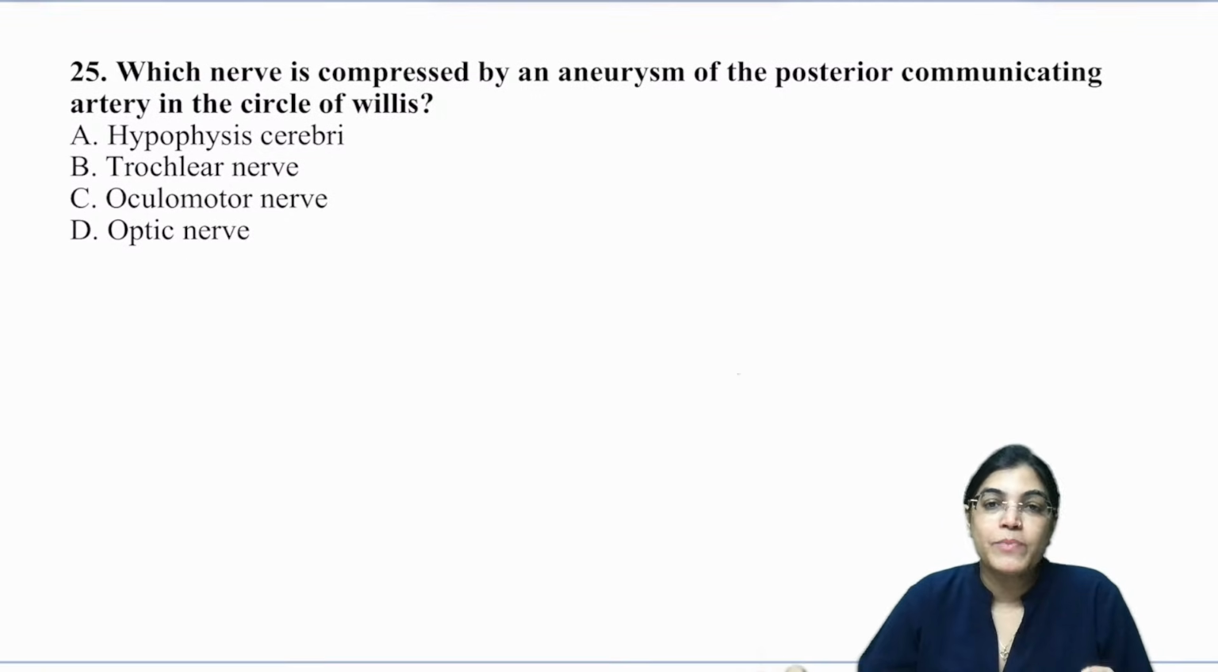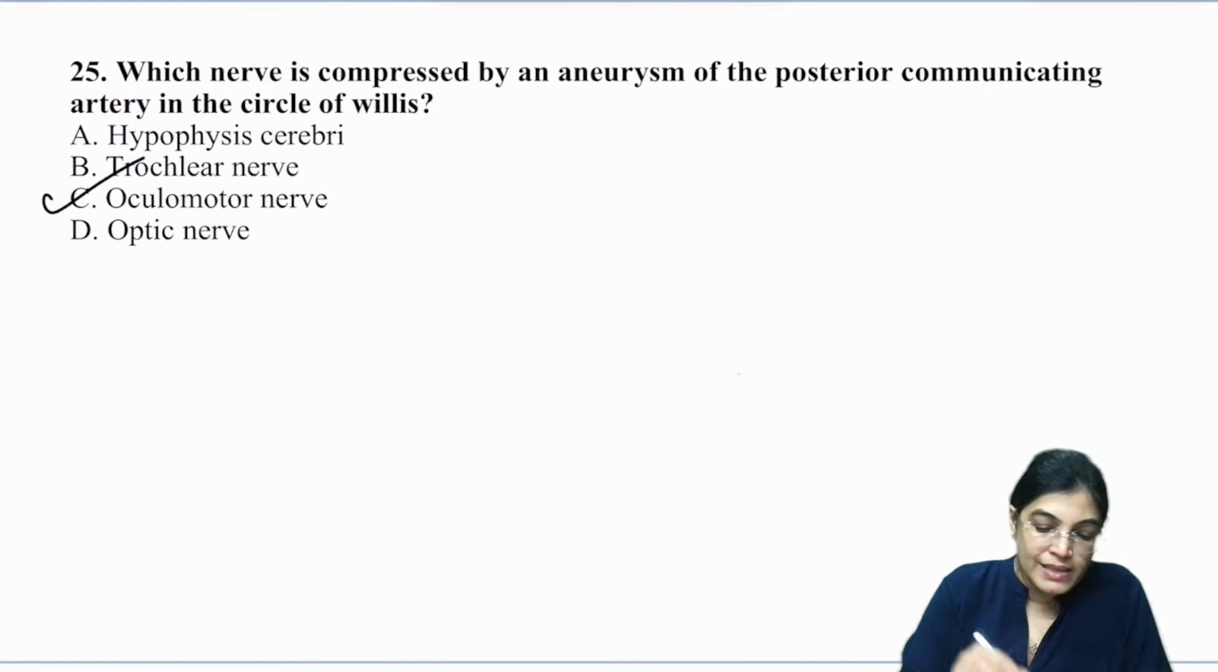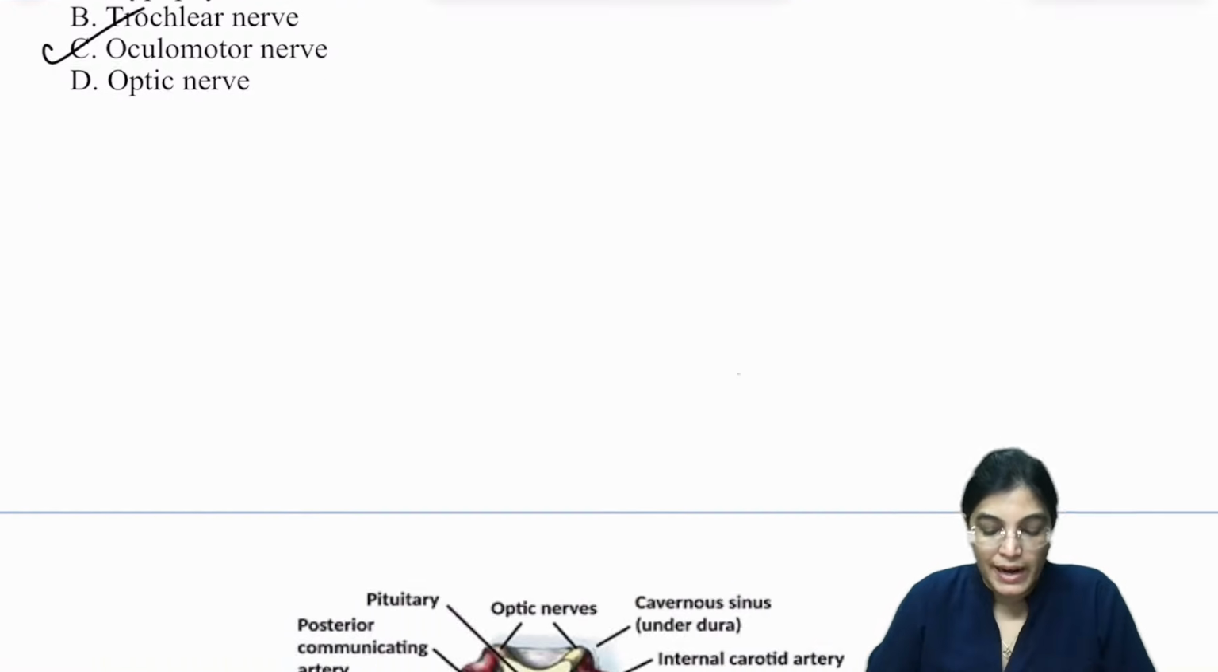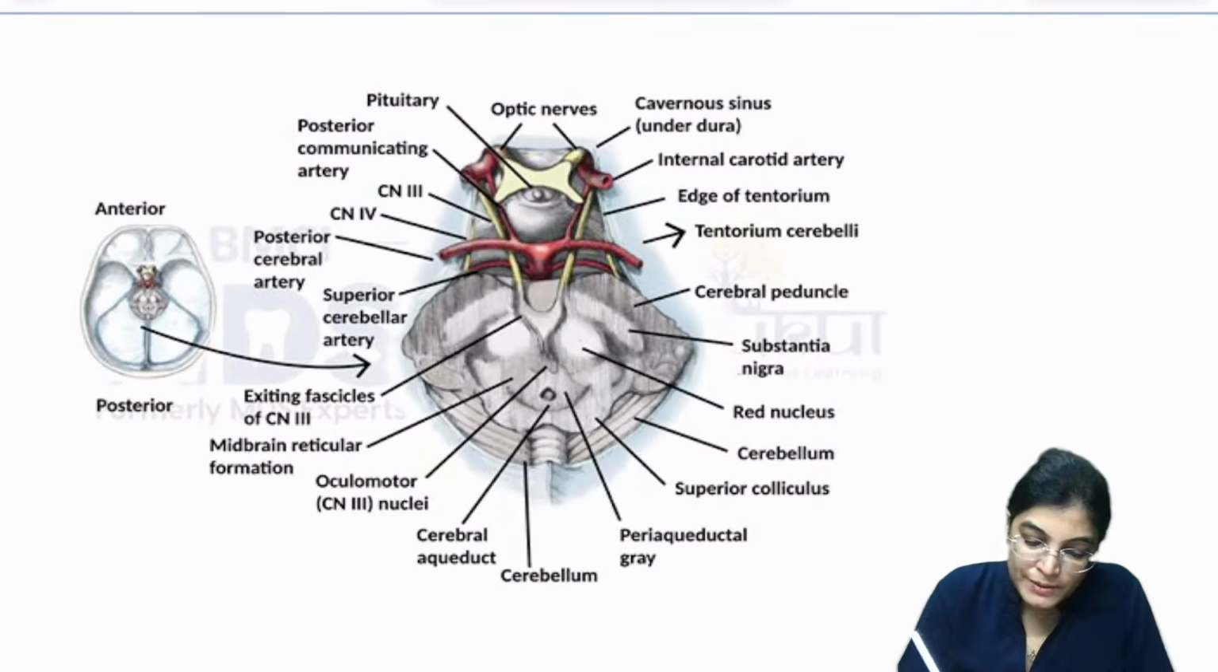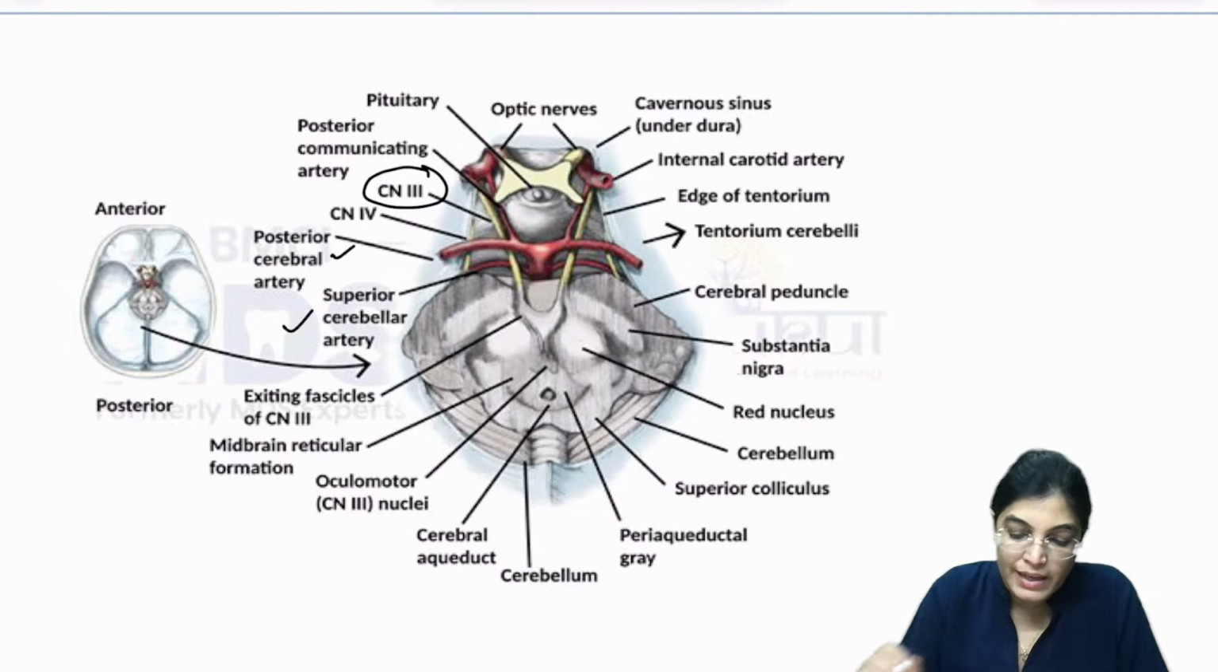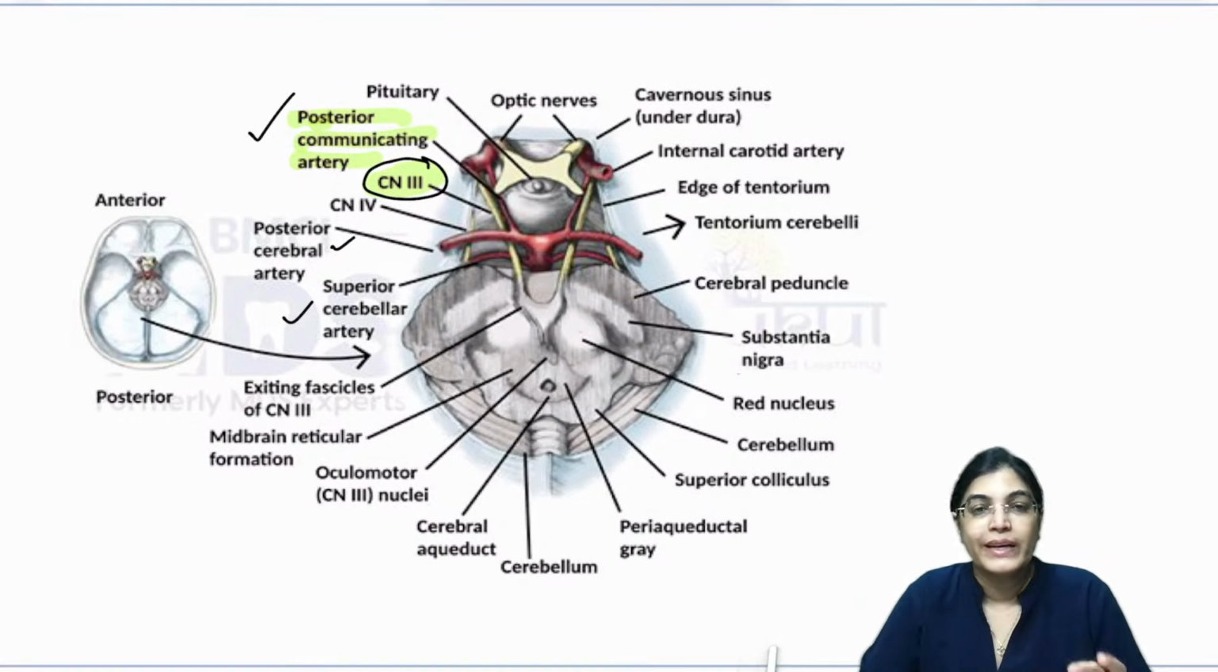Now, which nerve is compressed by an aneurysm of the posterior communicating artery in the circle of Willis? The right answer is the oculomotor nerve. You can see here we have the superior cerebellar artery and posterior cerebral artery. In between we have the third cranial nerve, closely related to the posterior communicating artery. Just correlate with this image. If there is an aneurysm of the posterior communicating artery, the oculomotor nerve can be affected, leading to paralysis of all extraocular muscles except lateral rectus and superior oblique.